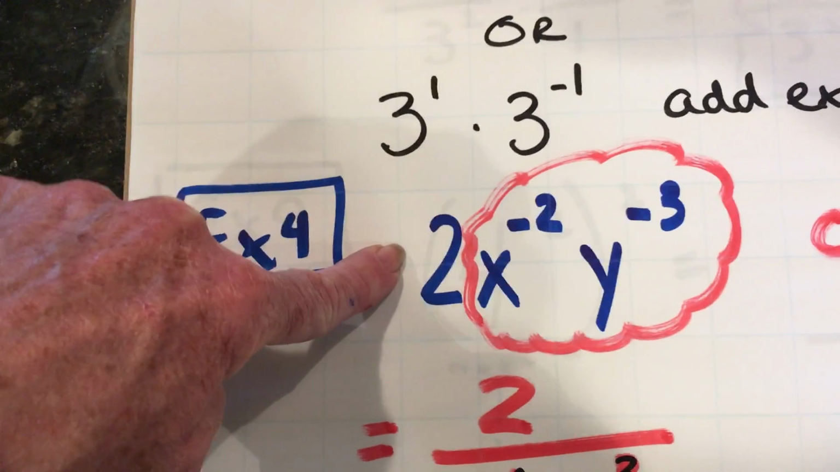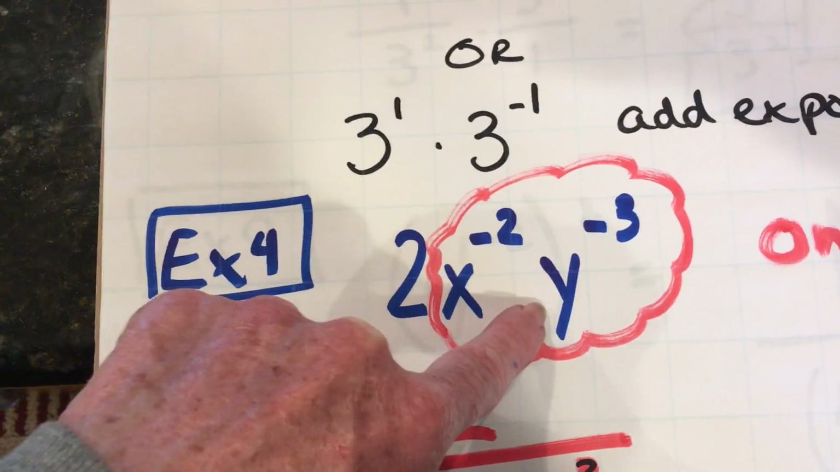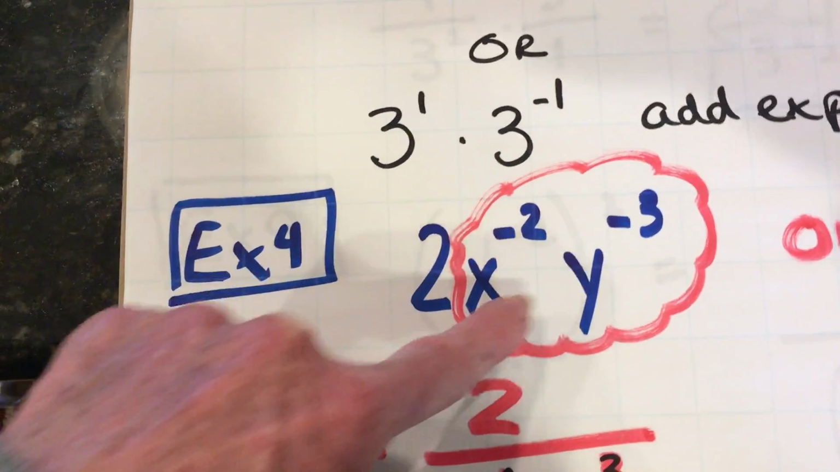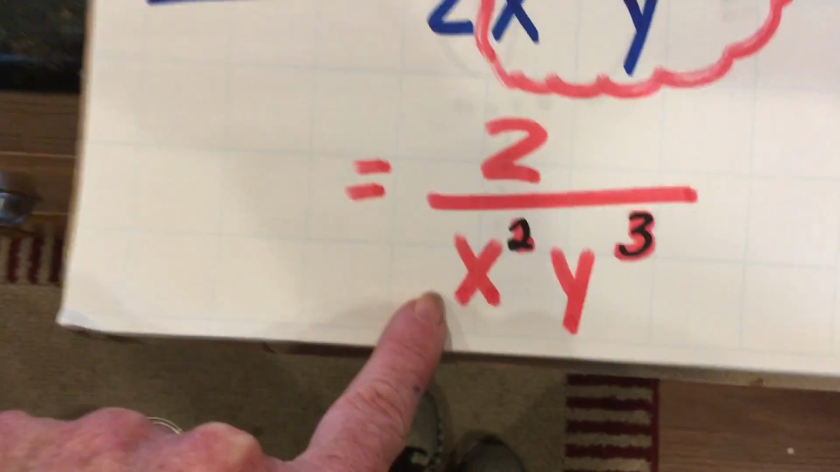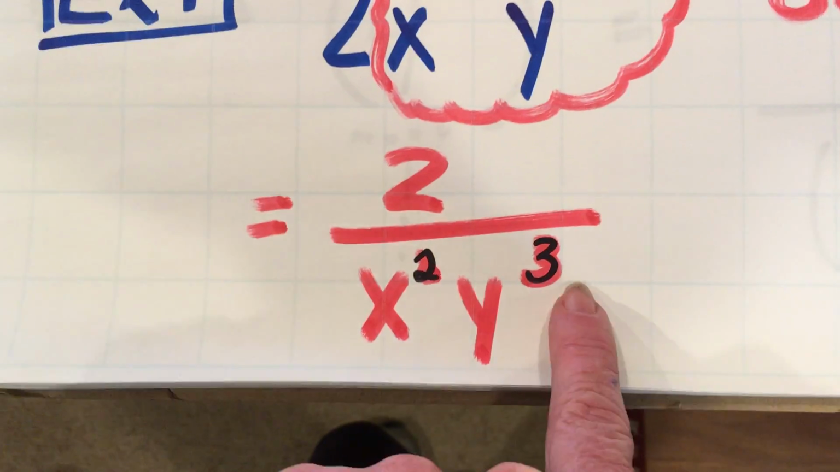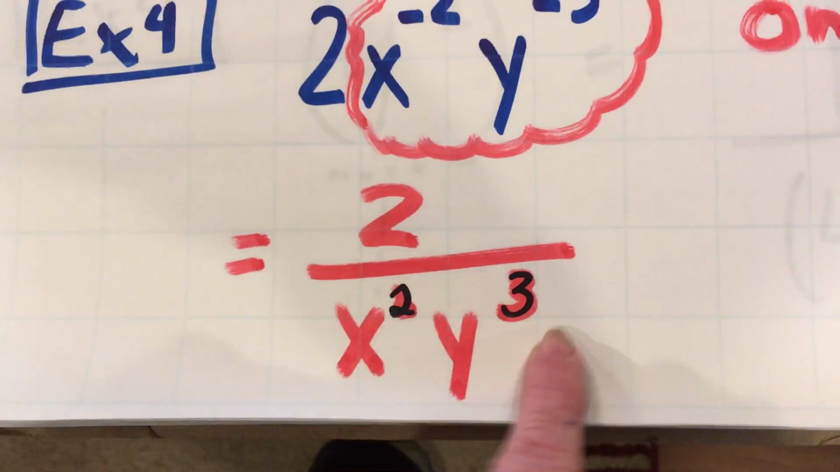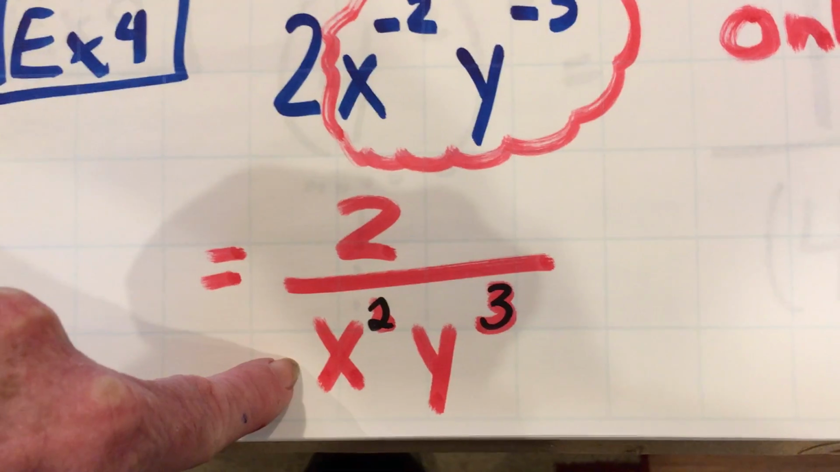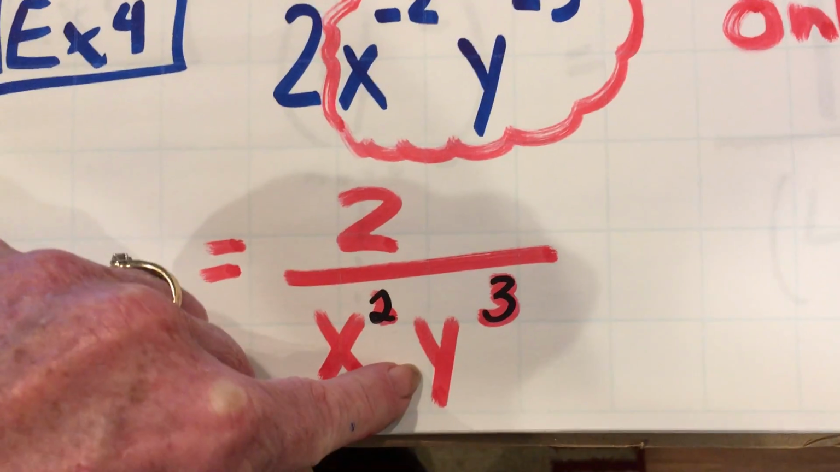It likes being there. The x's want to go to the denominator. The y's want to go to the denominator. So 2 stays put. The x's become positive when they're moved to where they want to be. The y's become positive when they're moved where they want to be. So we end up with 2 divided by x squared y cubed.